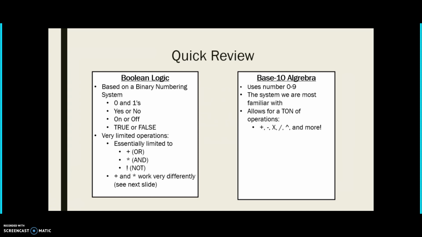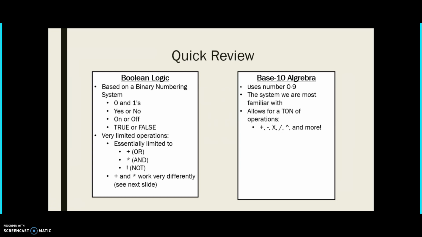Boolean logic, on the other hand, is very stunted, and that's because it is a binary numbering system. This means that there are only two possible outputs. So we like to represent these by using zeros and ones, yes or no, on or off, or as we often see in this class, true or false.